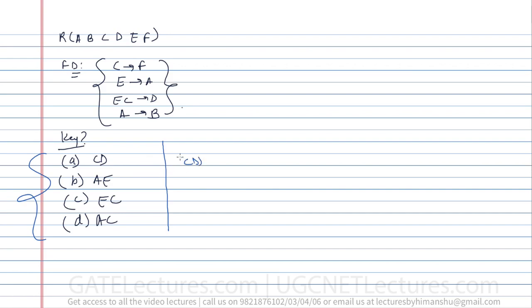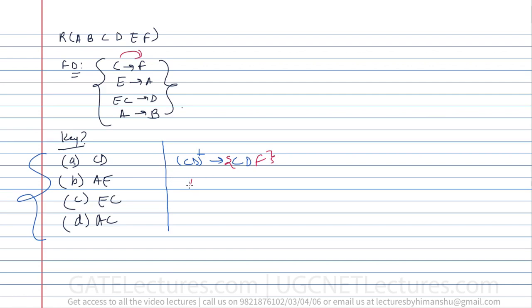If I take CD closure, then what are the attributes which we can determine? With the help of C, I can determine C. With the help of D, I can determine D. Now with the help of C, I can also determine F, right? And is there anything else which we can determine? No. So we can only determine C, D and F.